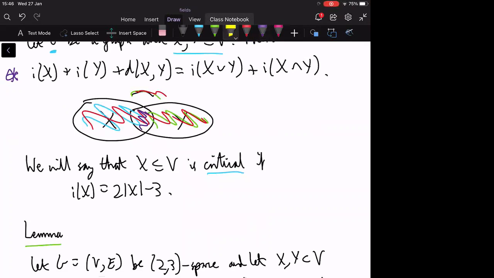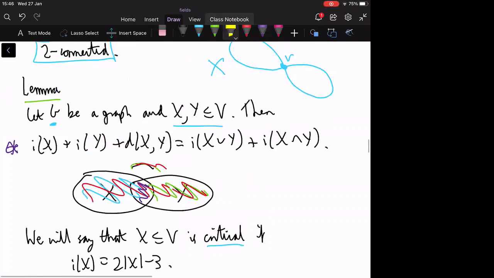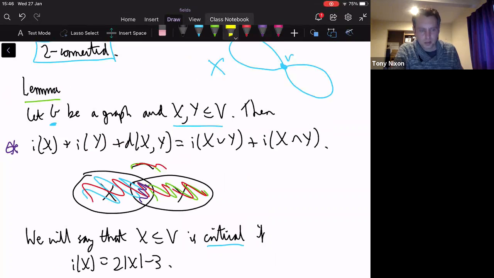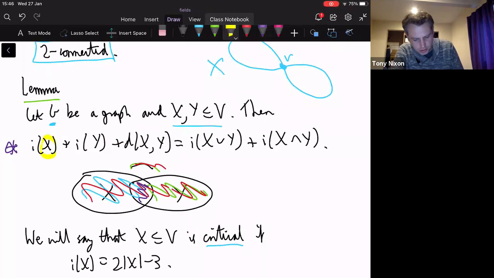So I of a subset of vertices is the number of edges? Yes. So I take X as a subset of V. I look at the graph G induced by X. I of X is the number of edges of this thing.